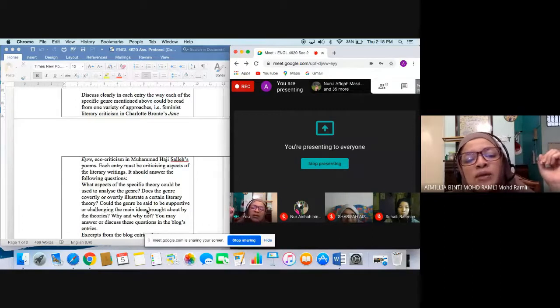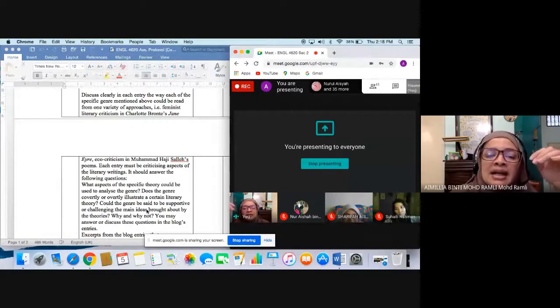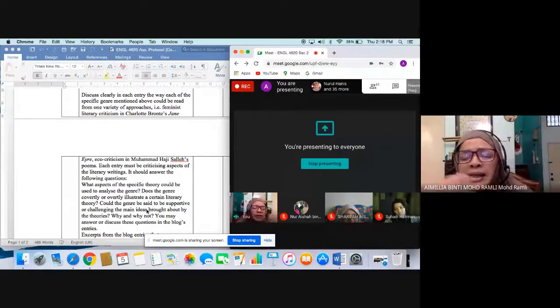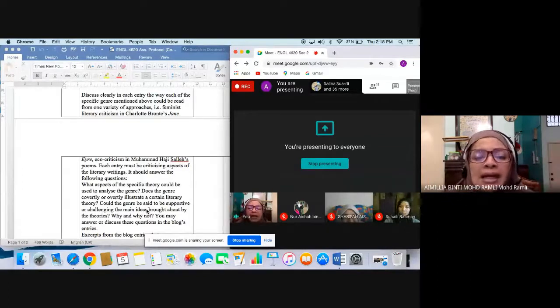Does the genre, covertly or overtly, show clearly what theory you want to use, or does it not show clearly? It shows as a hidden message. You are going to read, for example, Snow White, but you say that it's an anti-feminist story. So it doesn't show overtly, clearly, that it deals with feminism, but you can use feminism to study it. Could the genre be said to be supportive or challenging of the main ideas brought about by the theories?